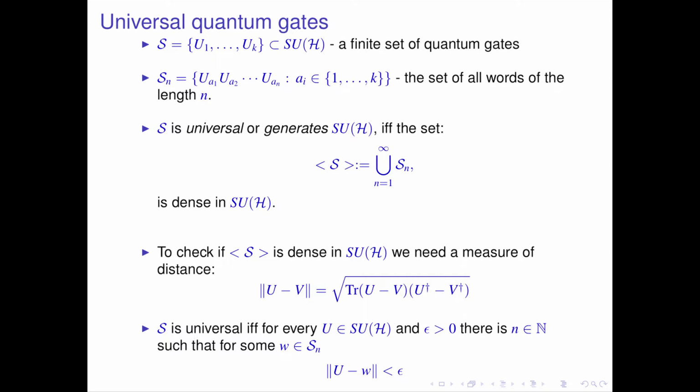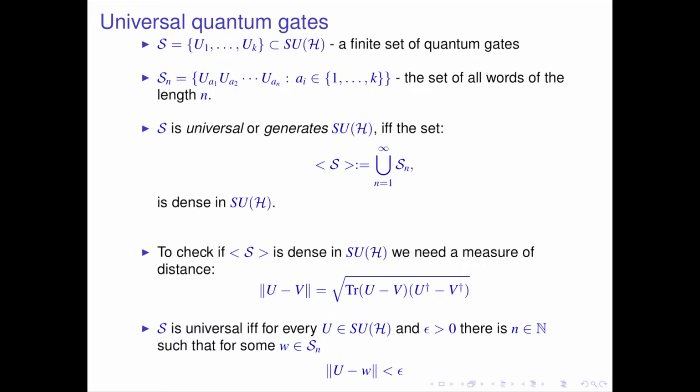And then I can translate this previous definition to the following one. S is universal if for every matrix U in SU(d) and any epsilon, there is n such that there exists a word of the length n which approximates U with the precision epsilon. And this epsilon can change, it can be as small as I wish.